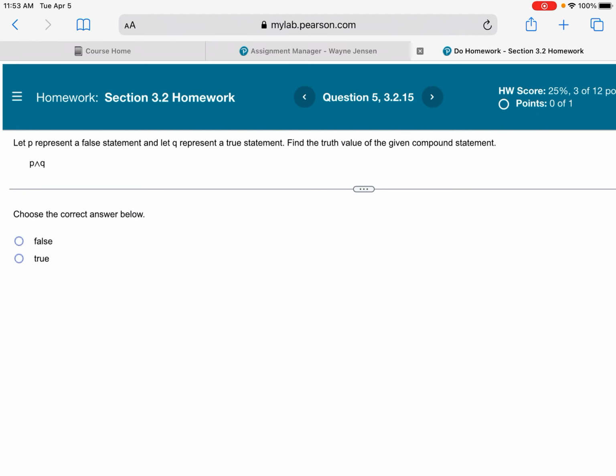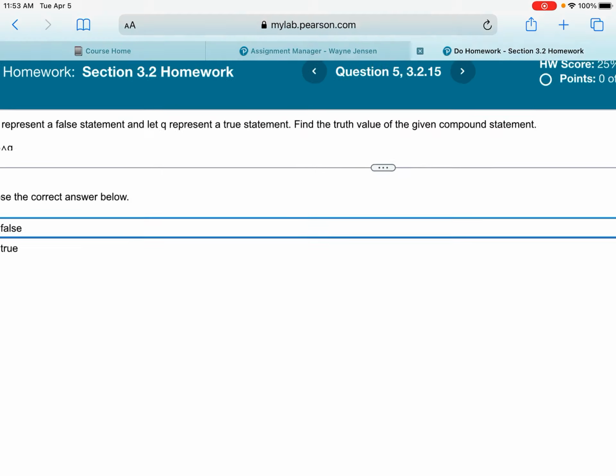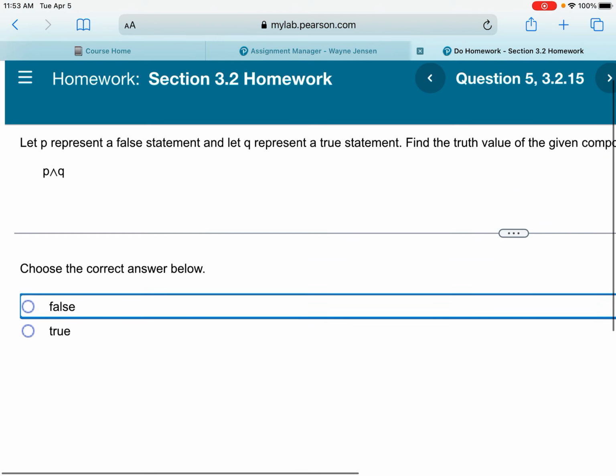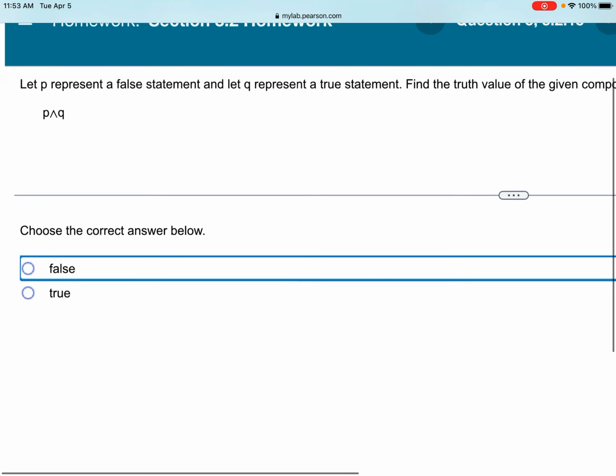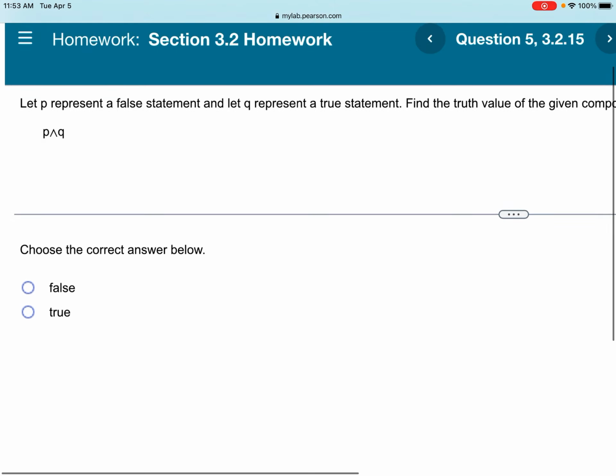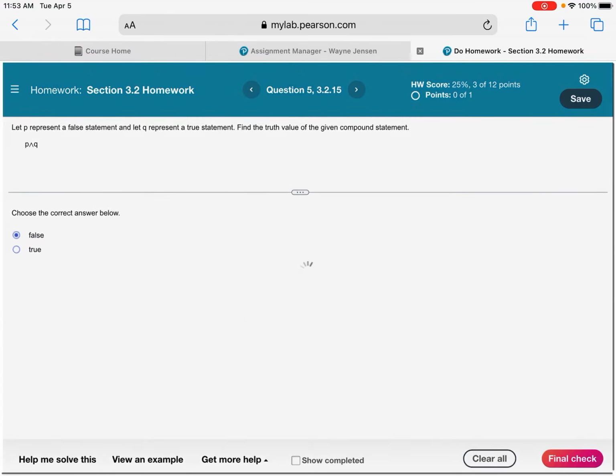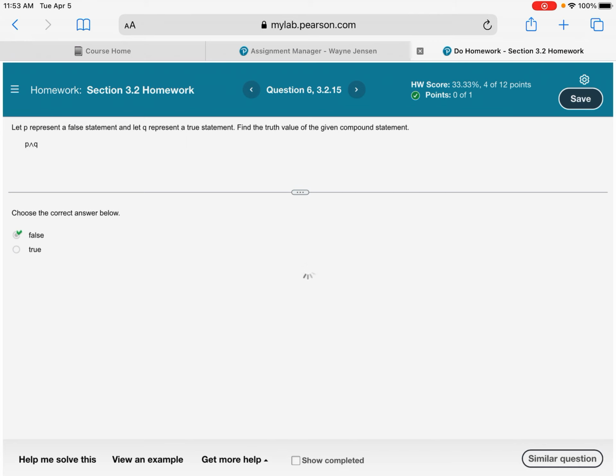Let P represent a false statement and Q represent a true statement. Well, hopefully remember what that symbol is right there. Sorry, I neglected to cover it up there. I did cover it up, and I apologize about that. But if P is false and Q is true, what about P and Q? Well, P and Q can only be true if they're both true, so this one's false. Should just be a final check in there, and we go through.